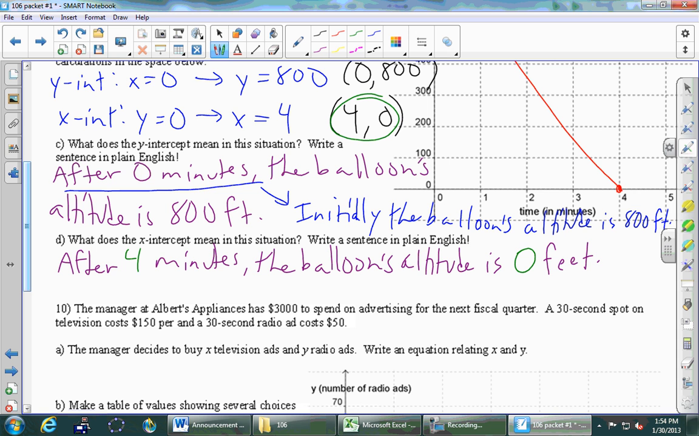Again, I think this sentence is a little bit awkward. I think there's a better way to say the balloon's altitude is 0 feet. Where is the balloon if its altitude is 0 feet? It's on the ground. So I'm going to update my sentence. I'll say this is a full credit answer. You got it perfect, but maybe a little bit more natural is to say after 4 minutes, the balloon hits the ground.